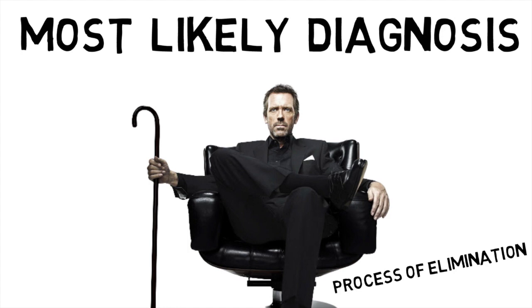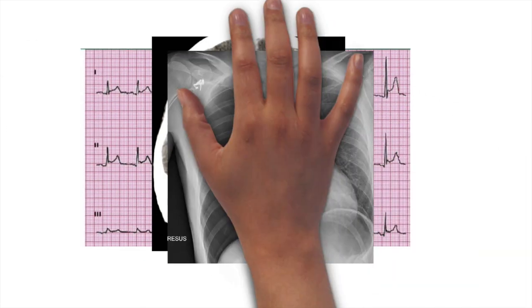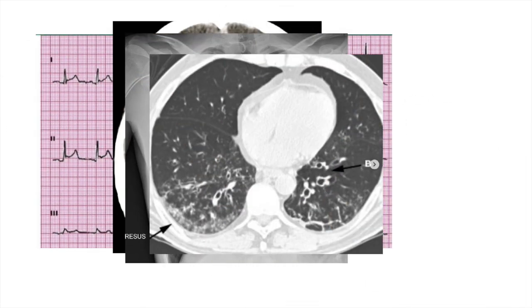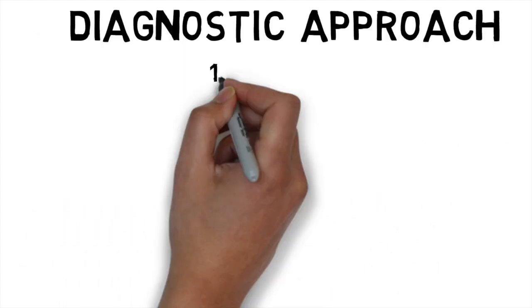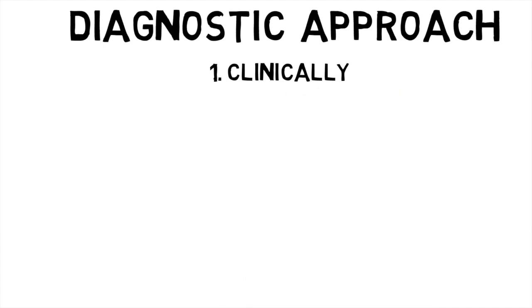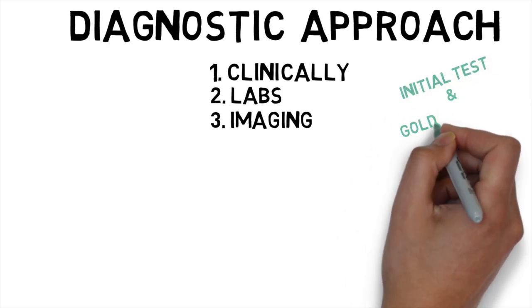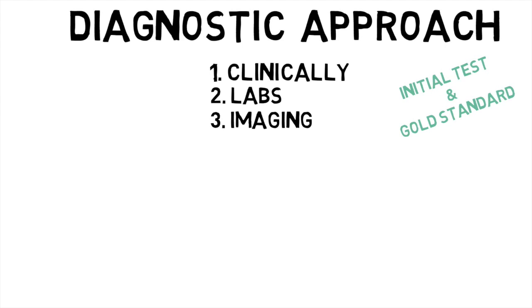I'm sure if you follow me on my IG page, you must have seen me use this category a lot, and it can be used as a clinical vignette, or I might give you an EKG or a chest X-ray or a CT scan of the chest and ask you what the most likely diagnosis is. Now, in terms of diagnostic approach, there are only a few ways that you can make your diagnosis. One is clinically, and if that doesn't work, then you can follow it up with lab or imaging. And the two main ways the test makers will test you on this is either by asking what the initial test of choice is or what the gold standard is. So make sure you know that as you're going through your pathologies.